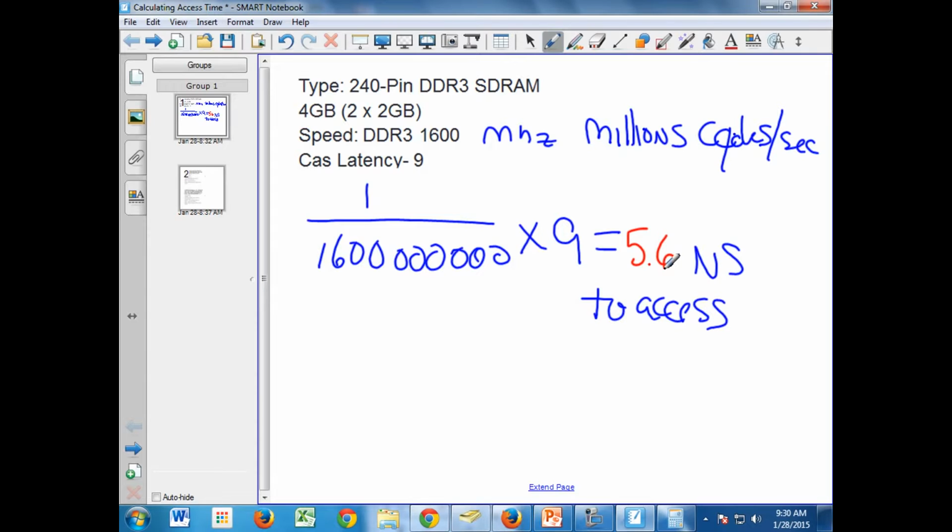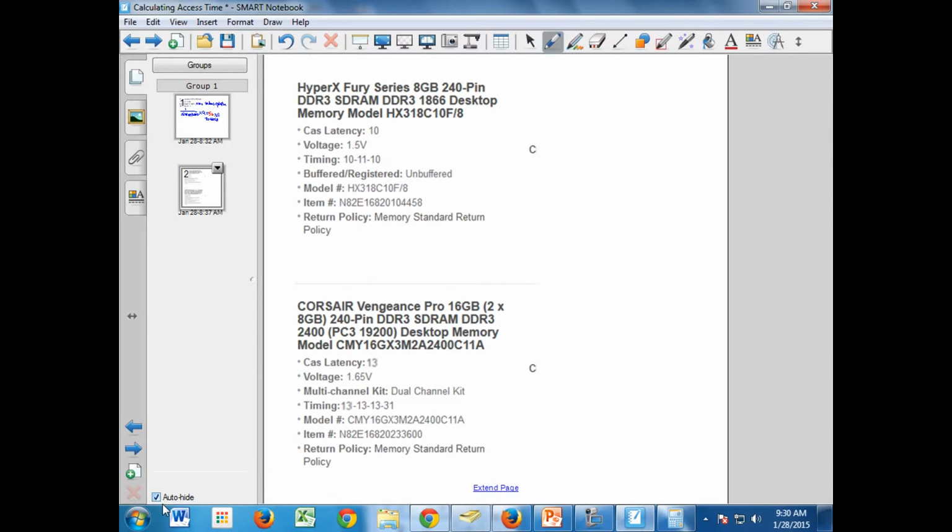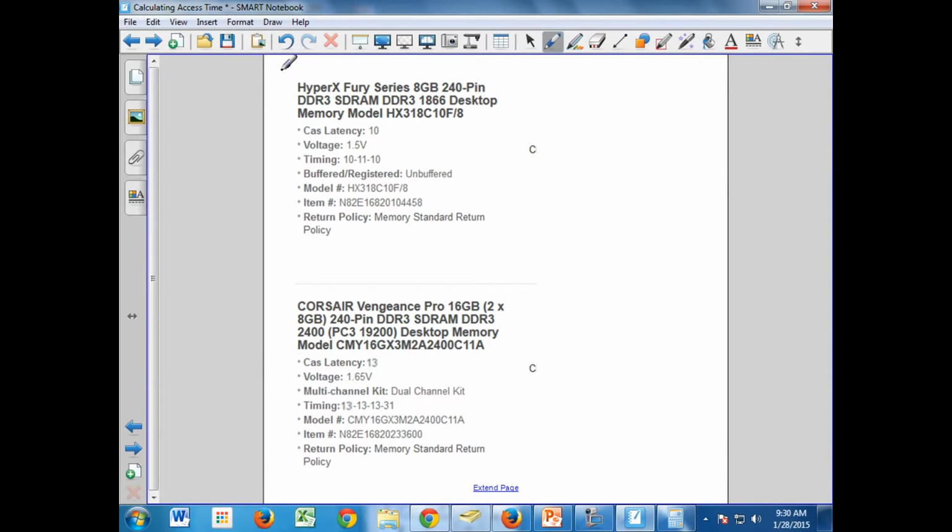So, giving this as our equation and how we figure out access time, what I want to get is this, okay? And I want to look at this one. Oh, it's not on anymore, there we go. I want to look at this one and talk about, is one stick faster than the other, okay? So I've got this one, and when people look at it, they're gonna say, okay, it's 1866, and got a cast latency of 10.